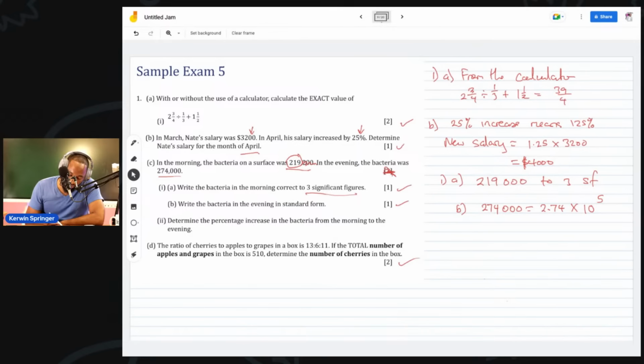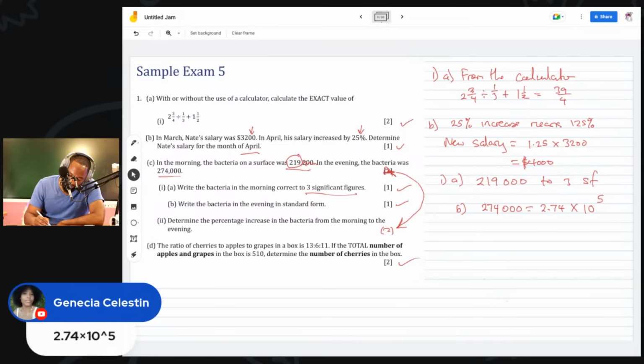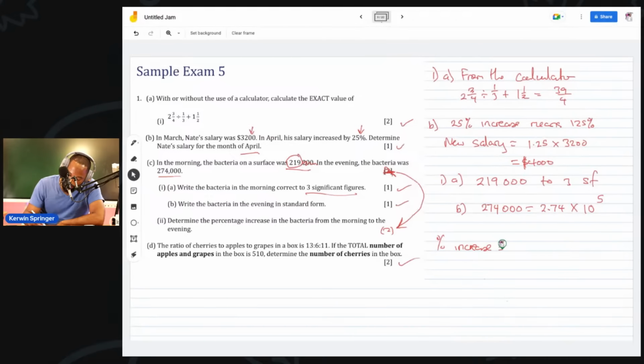Determine the percentage increase. Oh, there's the 2 marks here. Supposed to be part D. The percentage increase in the bacteria from morning to evening. So the percentage increase is going to be 274,000 minus 219,000 over the original, 219,000, multiplied by 100 over 1.